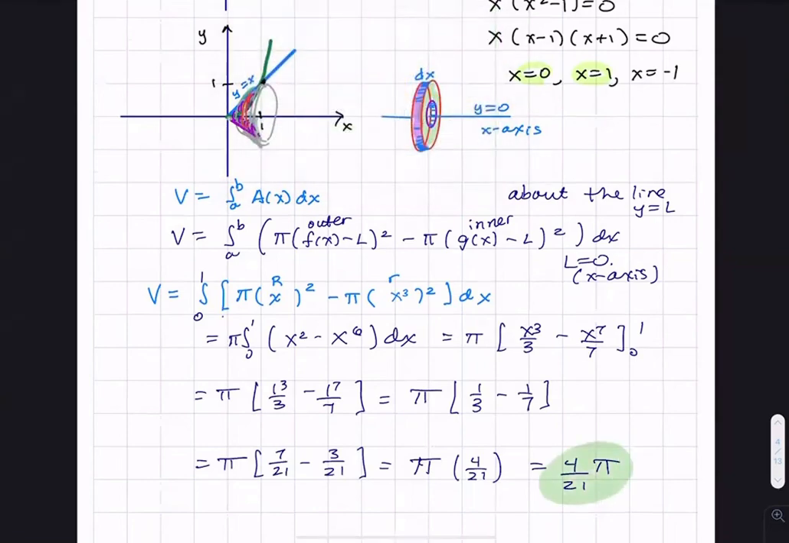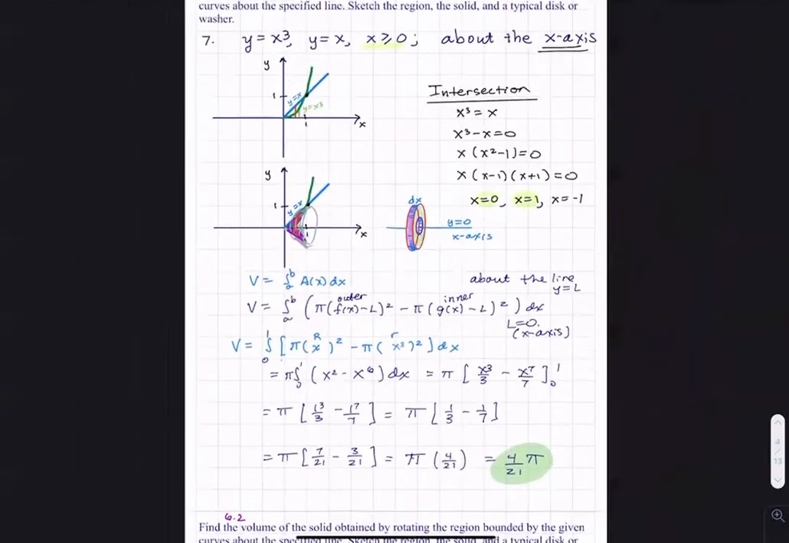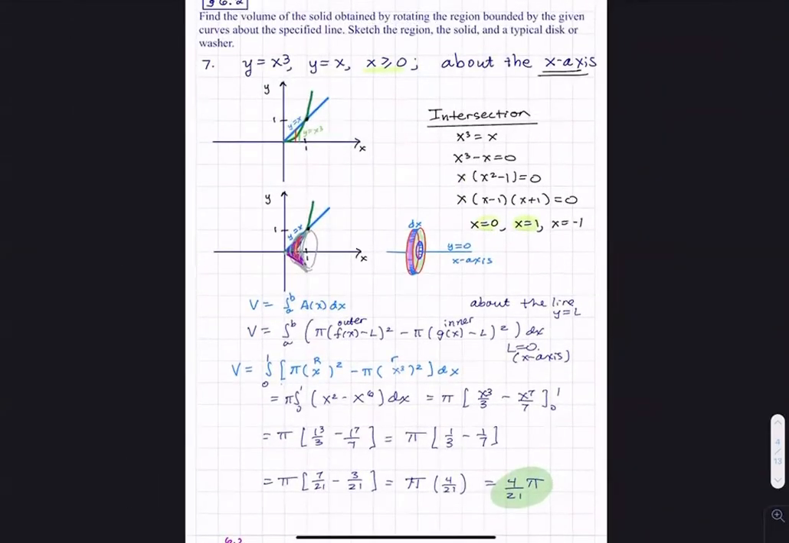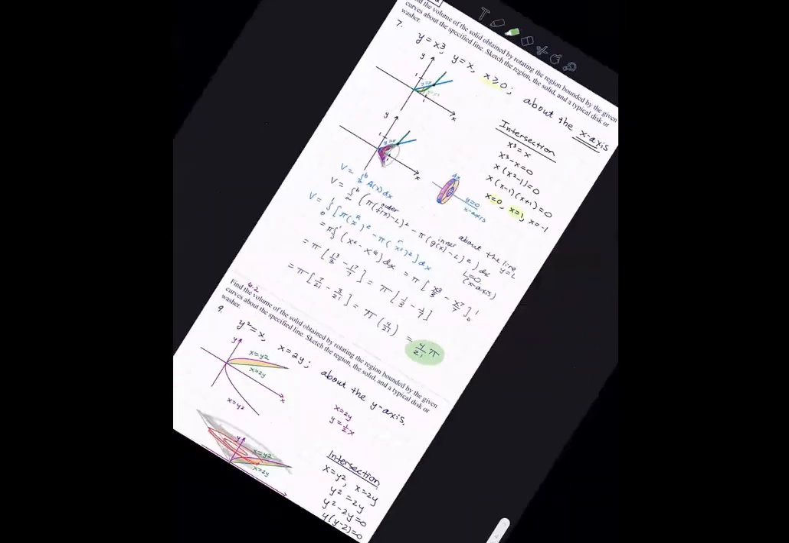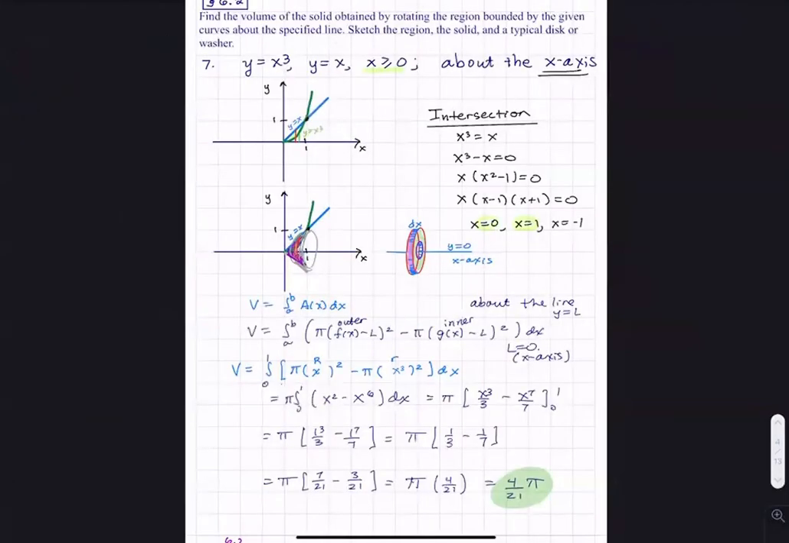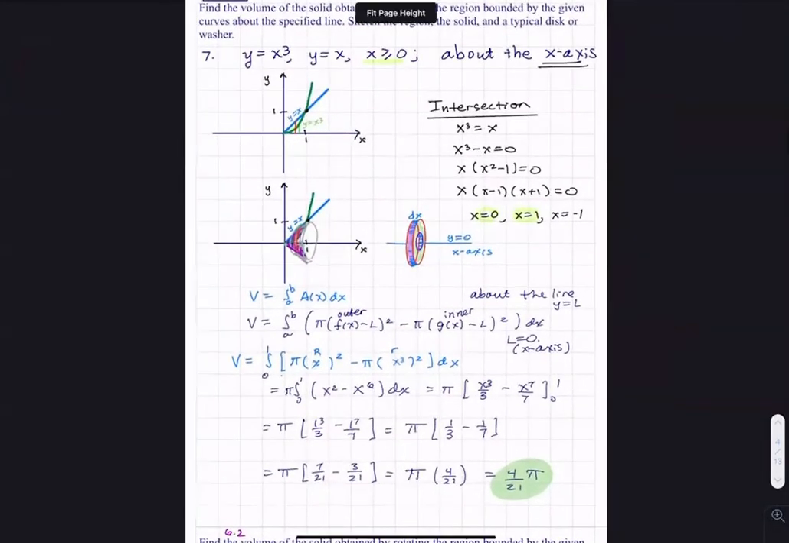Okay, anyway, 4/21 pi. How about we look at it first carefully before I even look up the answer in the back of the book? Or not? Just look at the answer in the back of the book. This is 6.2, number 7. Yes, that is correct. That is the answer in the back of the book. How about questions about this? Shall we chat about this a little bit?